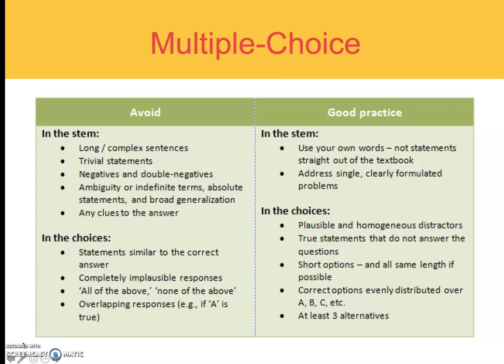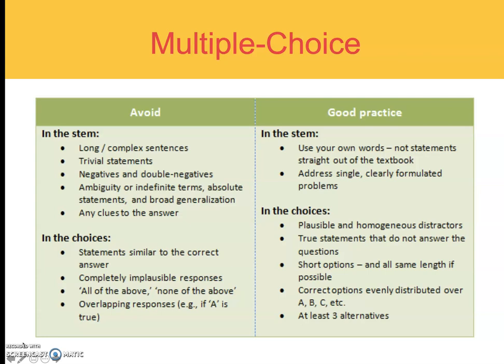In the choices, what they're choosing from, statements to avoid: statements similar to the correct answer, completely implausible ones, all of the above, none of the above. We all hate those, don't we? And overlapping responses. If A is true, then B is not, and C could be. Try to avoid those. Again, good practice in multiple choice is that they're plausible.